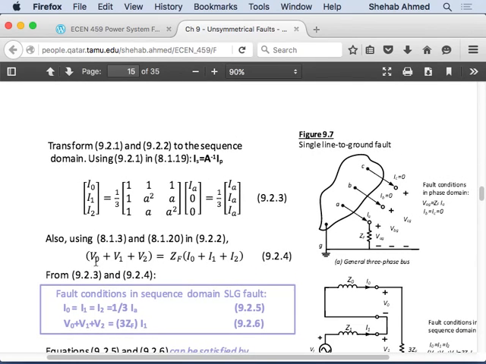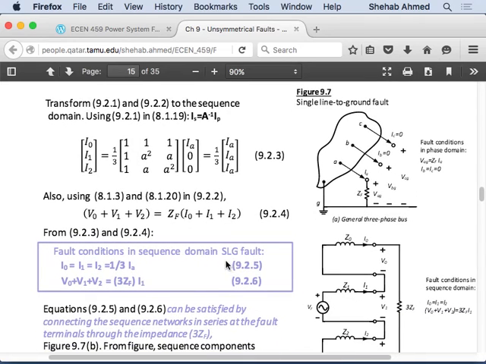So we substituted the sequence representation of phase A voltage. Substitute the sequence representation of phase A current. And then from what I know from before, I know that I0 equals I1 equals I2 equals 1/3 IA. So I can rewrite this second expression as what? V0 plus V1 plus V2 is equal to ZF multiplied by 3I1.